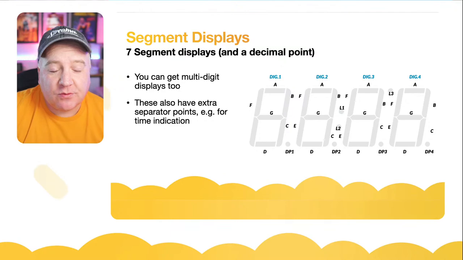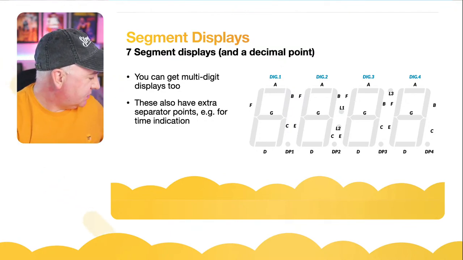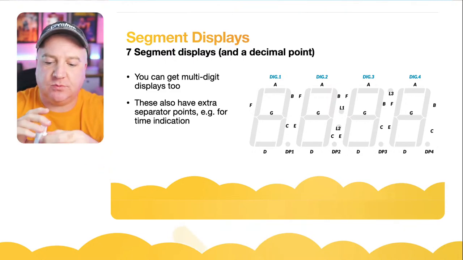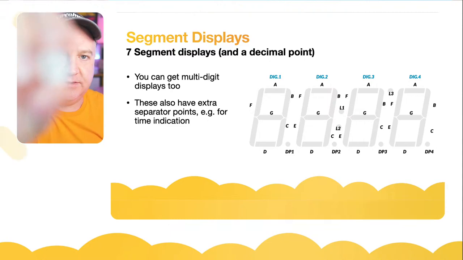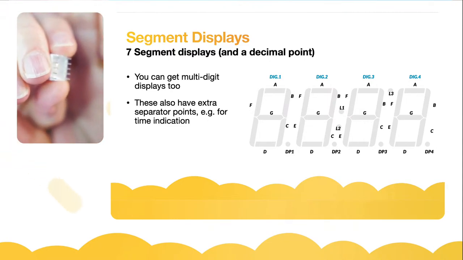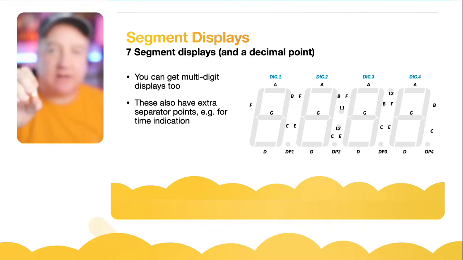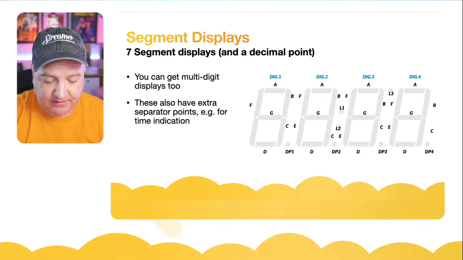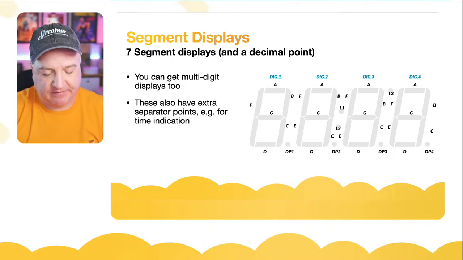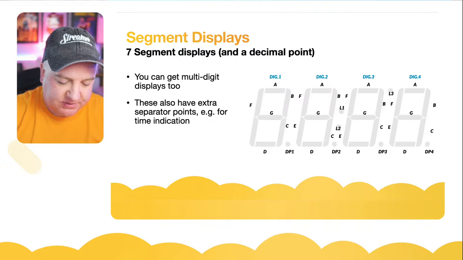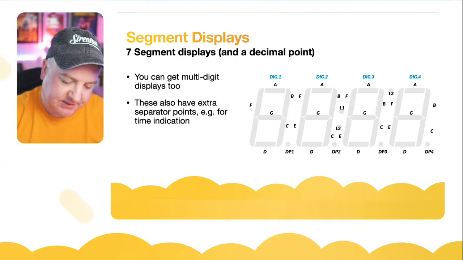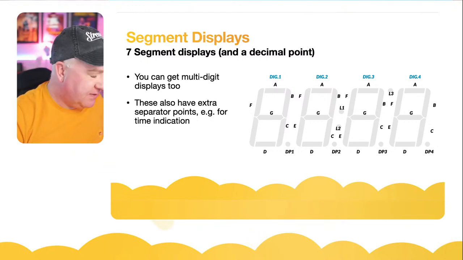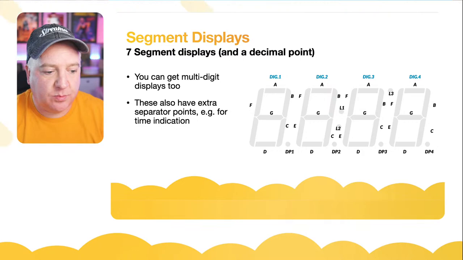So the unusual thing about the ones in the package, unlike a singular one, which is pretty straightforward. You've just got a couple of pins around the edge. If I just hold this one up to you here, you may or may not be able to see this. The two middle pins are voltage pins, and the rest are just the A, B, C, D, E, F, G pins, and the decimal point as well. I think this does have a decimal point on it. So that's eight pins: seven segments and the LED, the decimal point.